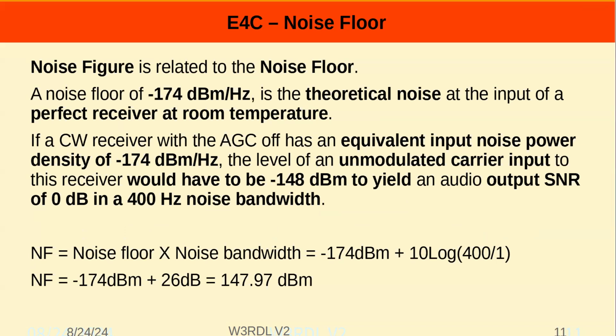Like I said, the noise floor is, I don't exactly know how they determined this, but this is standard, minus 174 dBm per hertz. So as the bandwidth increases, so does the noise floor, because you multiply the bandwidth in hertz times minus 174, which would give you a larger number. The example here is a CW receiver that has the equivalent input noise power density, which is what they call the noise power density because we're measuring power, of minus 174 dBm per hertz.